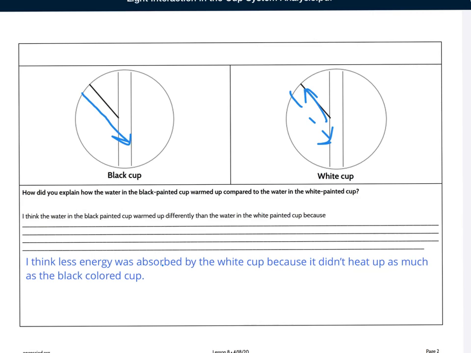So you're saying your explanation, you're saying what you think, and how do you explain the results? How can we explain that the black cup did heat up a little bit more than the white cup? So that's what you're doing here. You're finishing that sentence frame.